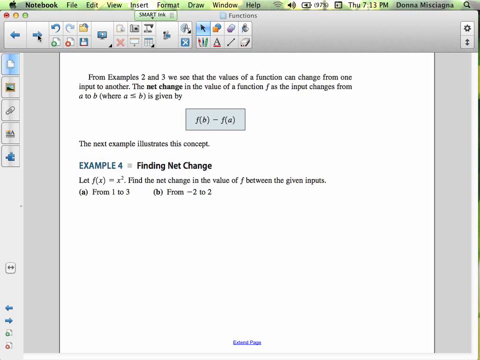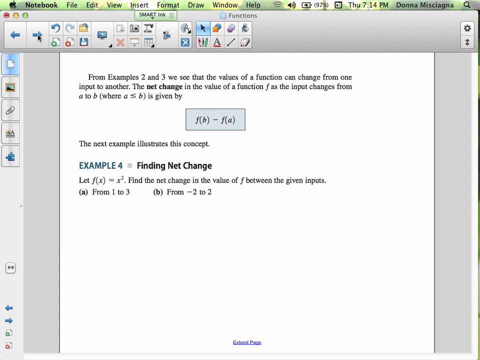For examples 2 and 3, we see that the value of a function can change from one input to another. The net change in the value of a function f as an input changes is given by the value of one data point minus the value of another data point, and we're looking at how much we changed. So let f of x equal x squared. Find the net change in the value of f between the given inputs.